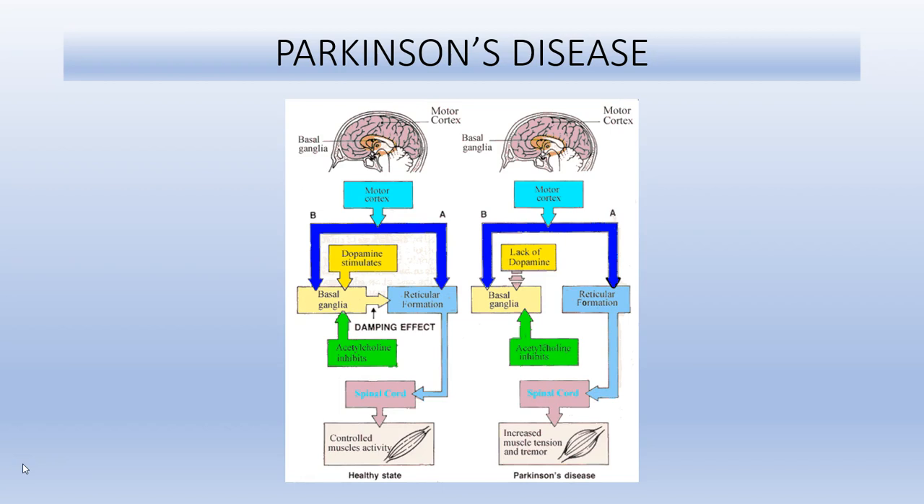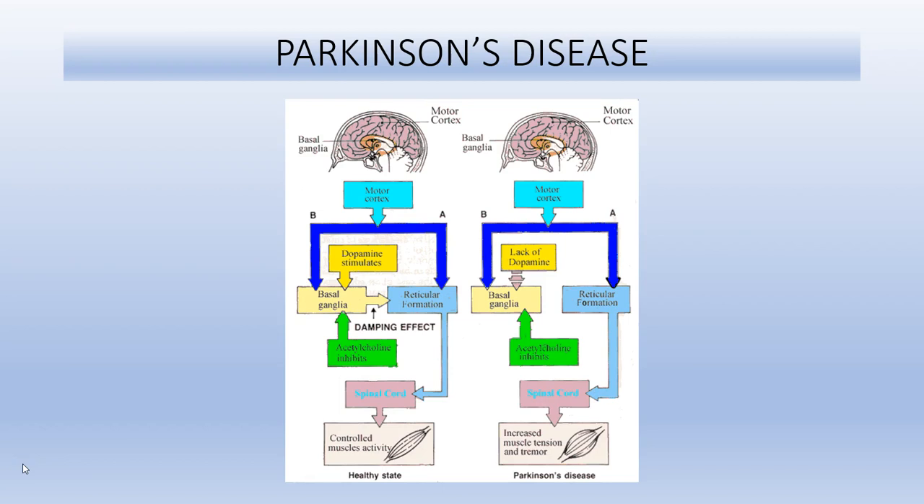Now, we know that Parkinson's disease involves a lack of dopamine. Typically, the basal ganglia will act to reduce the activity of the reticular activating system, to reduce the stimulation of muscles, so that typically the basal ganglia will dampen the effect of the reticular activating system on the spinal cord, and as a result control muscle activity.